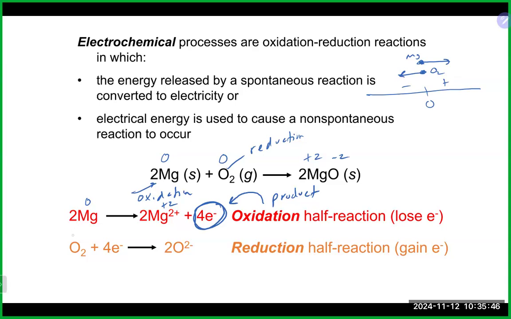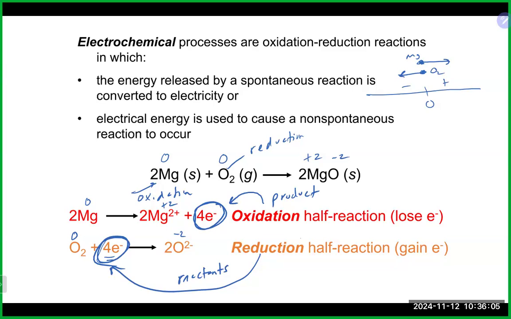Here, the oxygen with 0 is picking up those electrons and becoming -2. And this is a reduction half reaction. And I know this is definitely a reduction half reaction because our electrons are reactants, like they were being gained.